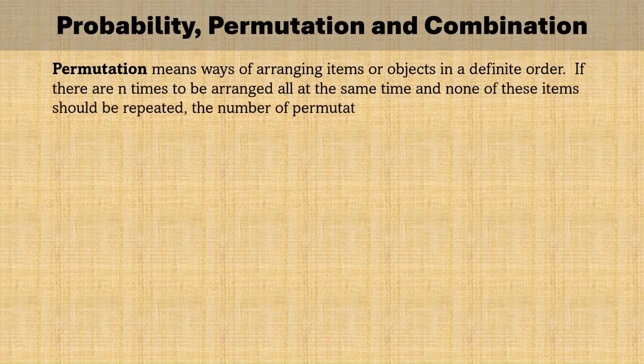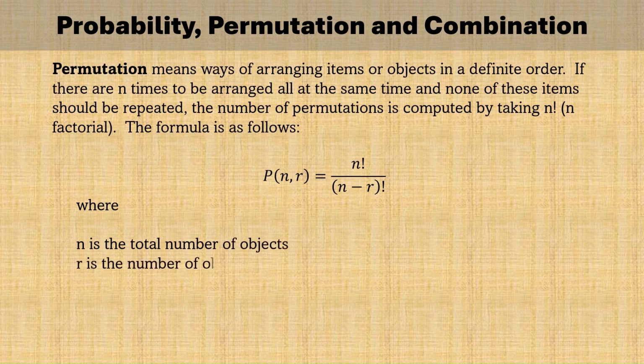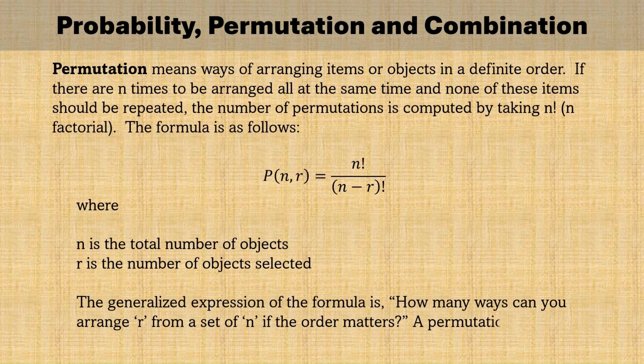The formula is as follows: the permutation P of n objects taken r at a time is equal to n factorial divided by n minus r factorial, where n is the total number of objects and r is the number of objects selected. The generalized expression of the formula is, how many ways can you arrange r from a set of n if the order matters? A permutation can be calculated by hand as well, where all the possible permutations are written out.